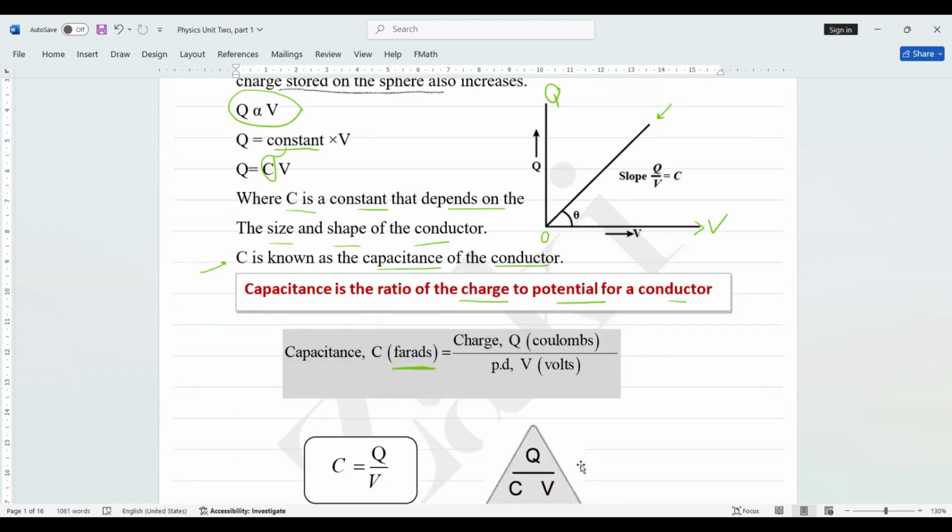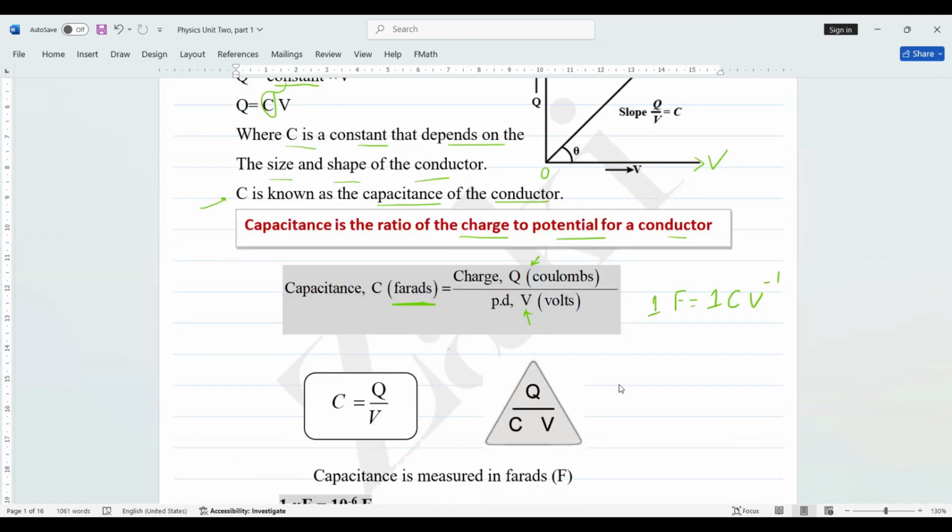So the unit of capacitance is farad. The unit of charge is coulomb. The unit of potential is volt. Then 1 farad equals 1 coulomb per volt. Then we have this important relation, C equals Q over V. Or we can draw this triangle: Q equals CV, C equals Q over V, V equals Q over C. So remember, Q equals CV, to be easier to remember.